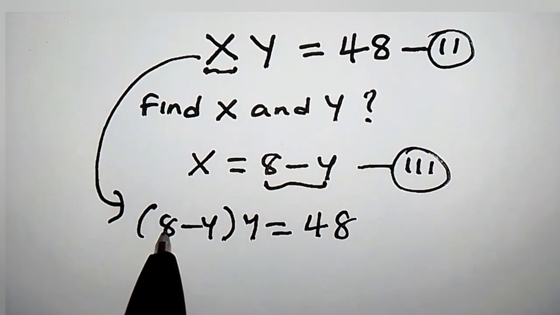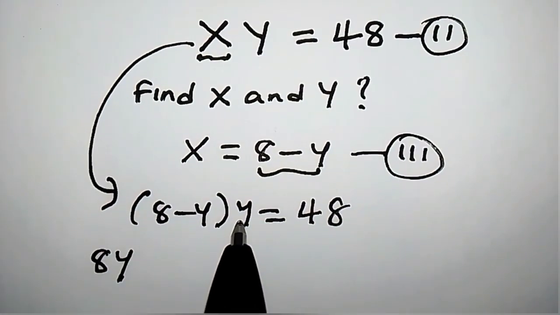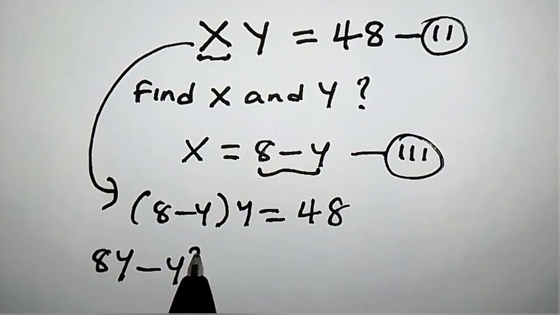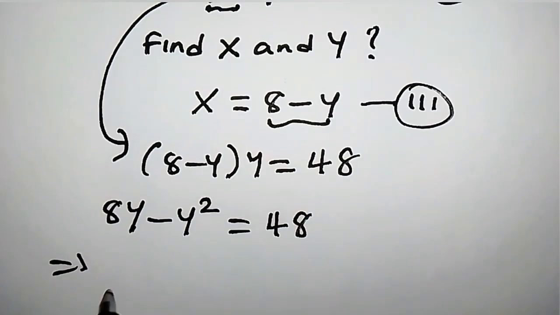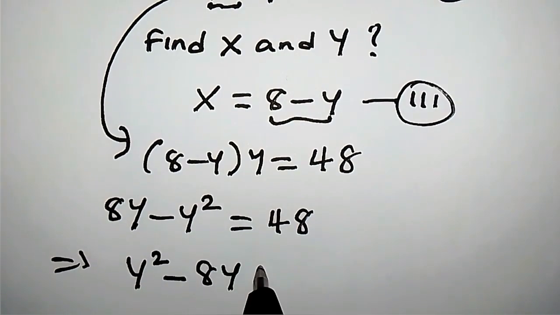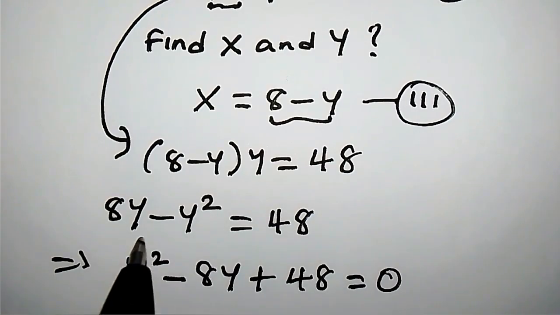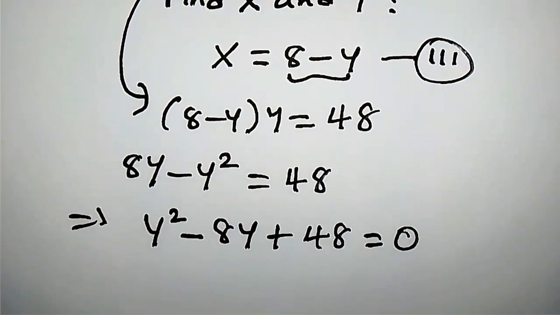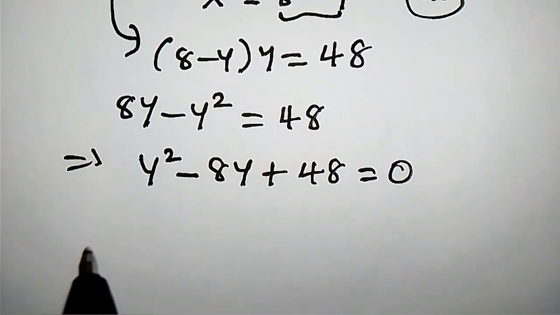Let's continue. 8 times y, that is 8y, minus y times y, that is minus y squared, equal to 48. This implies that y squared minus 8y plus 48 is equal to 0, by just rearranging this equation. This quadratic equation, we can solve it using the quadratic formula.